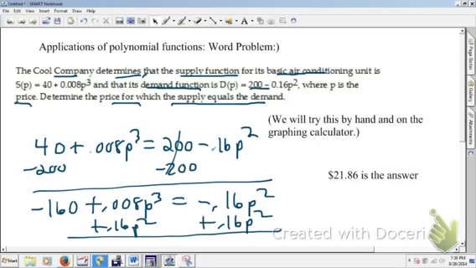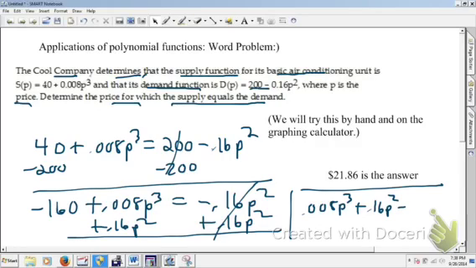And then you run into a little bit of trouble. So, after all that sweat equity, now I'm going to make sure it's in descending form. You're going to have 0.008 p cubed plus 0.16 p squared minus 160 equals 0. Now, the problem is, you can try to pull a GCF out on that. You can even try to get rid of the decimals, but it's not going to factor, okay? Note to self, doesn't factor.